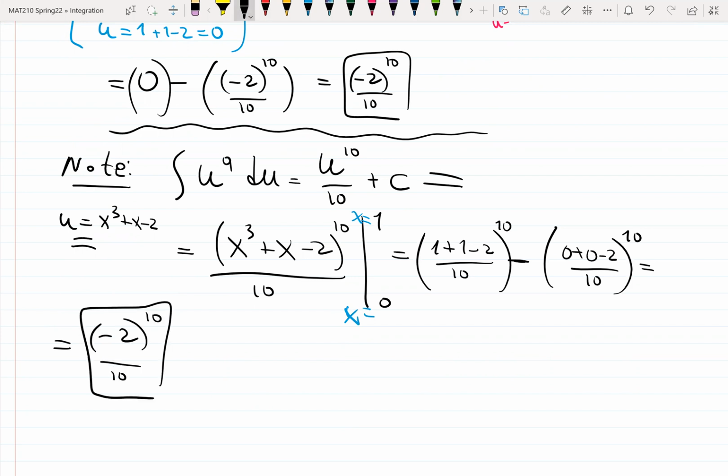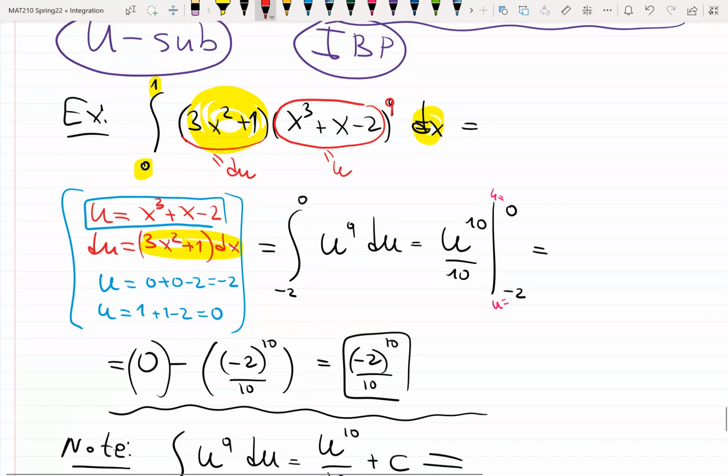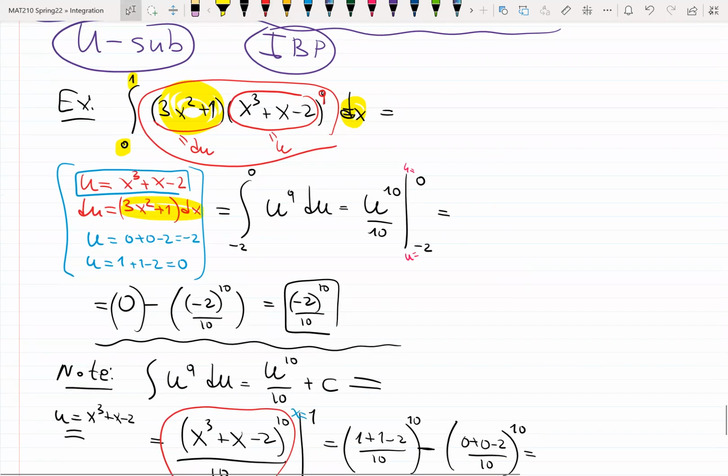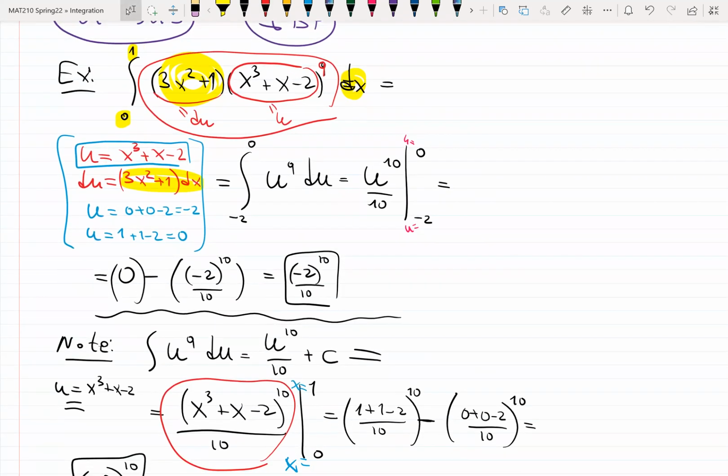The answer is the same. So technically speaking, you can check yourself if you have it. And the best way to check yourself is to differentiate this function before you plug in everything, and it should give you this function we started with. That's the best way to check yourself on the test. Questions? Let's see. Could you do an example of integration by parts?